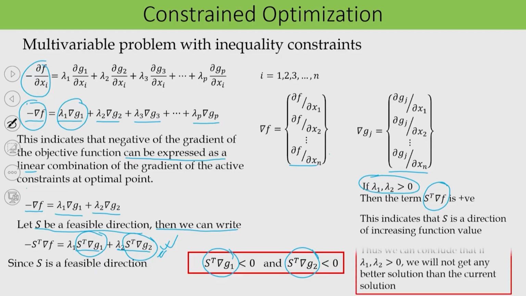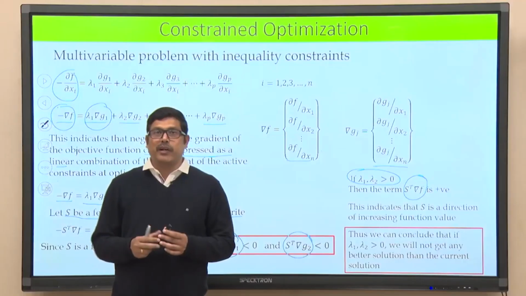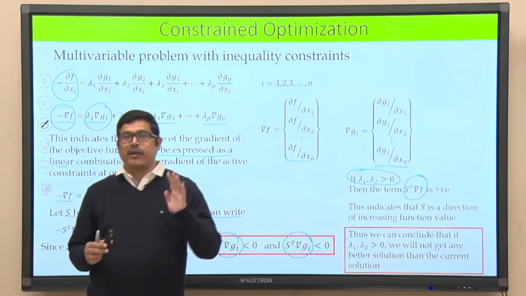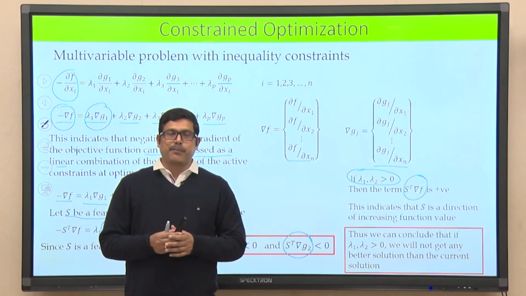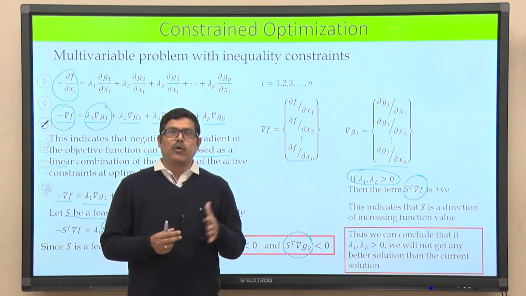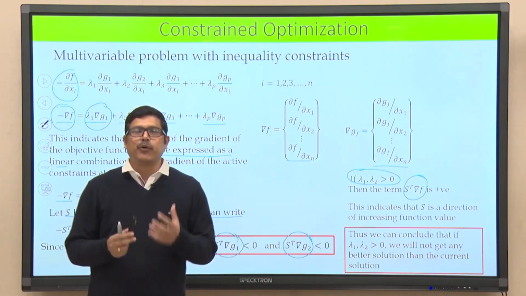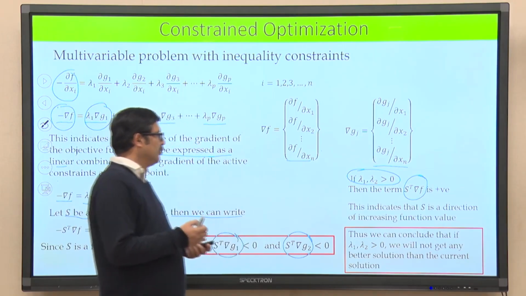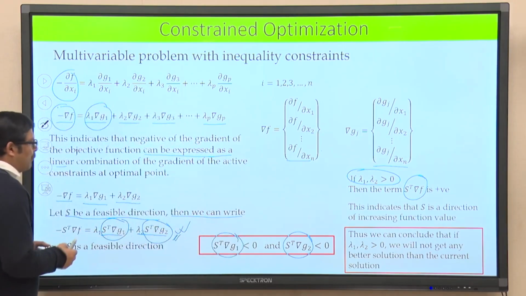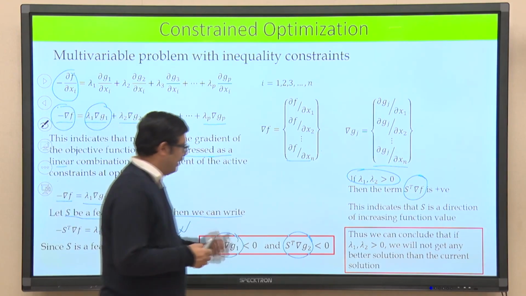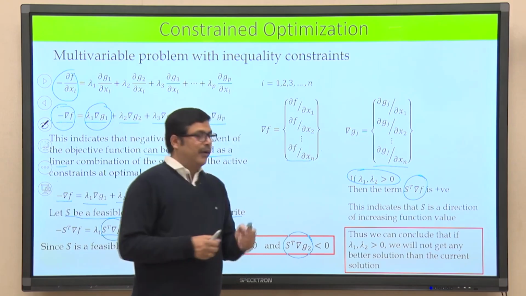So, what is the condition? Thus, we can conclude that if lambda 1 and lambda 2 are positive, then we will not get any better solution than the current solution. If lambda 1 and lambda 2 both are positive, you do not get any improved solution than the current solution. So the current solution is the optimal solution in that case. I hope this is clear.